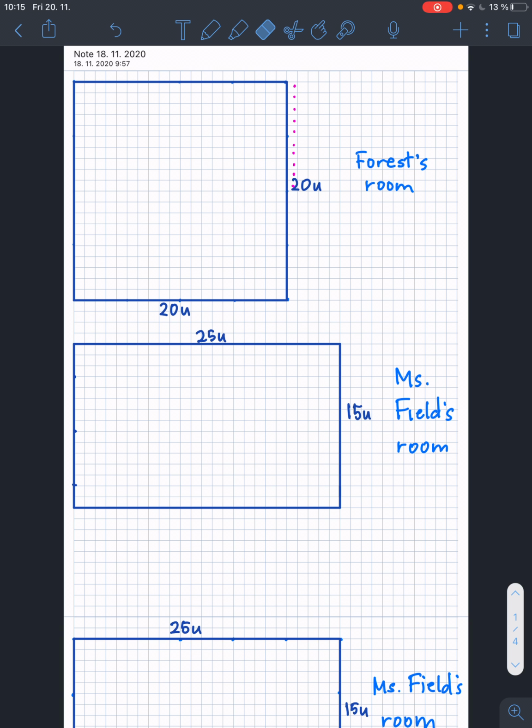So we know that area is always calculated, I'm going to write down here, area is length times width. That's the formula for finding area. It always works. So yes, we know that the area of Forrest's room is going to be 20 units times 20 units. And we know that the area of Miss Field's room is going to be 25 units times 15 units.